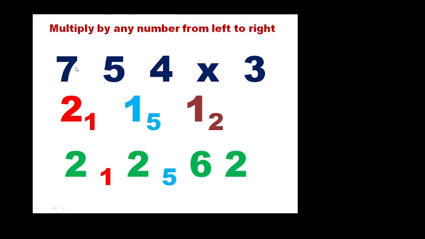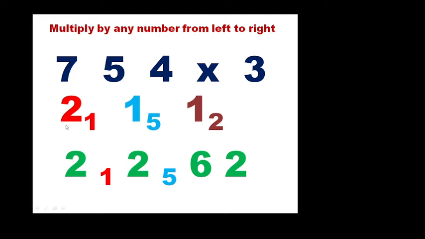I will repeat again. First you have to multiply: 7 3s are 21. Write 2 big, 1 small. And 5 3s are 15. Here this 1 becomes 10. You have to carry over 10. So 10 plus 15, 25. So write 2 big, 5 small. 4 3s are 12. Add 12 with 50, becomes 62. All the carryovers should be taken as tens.